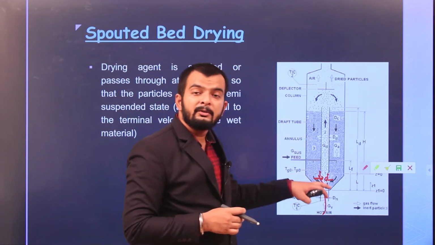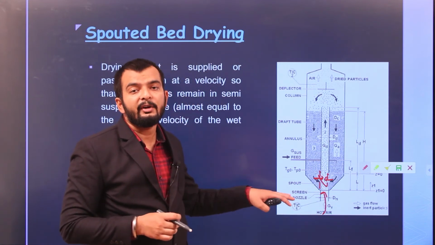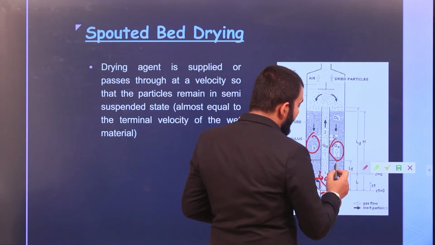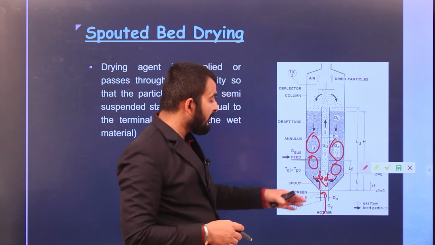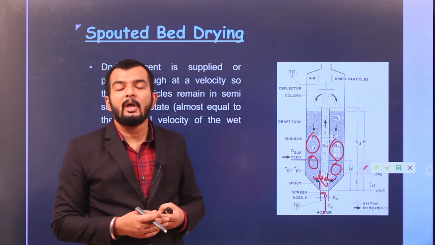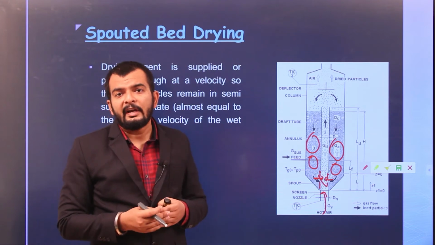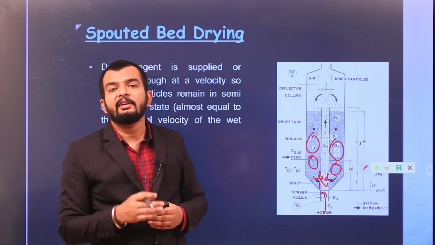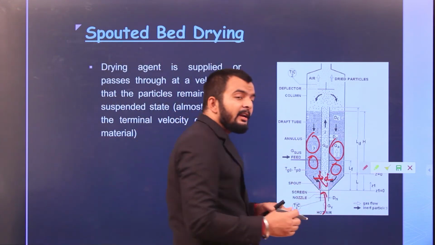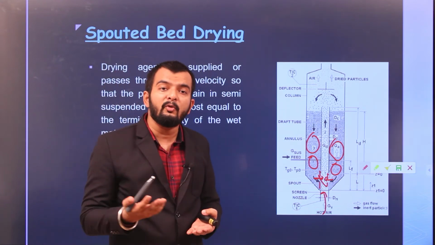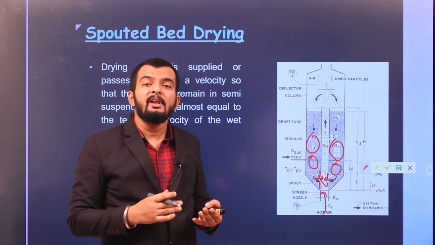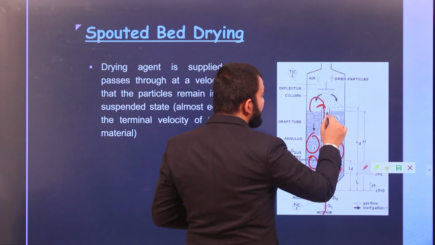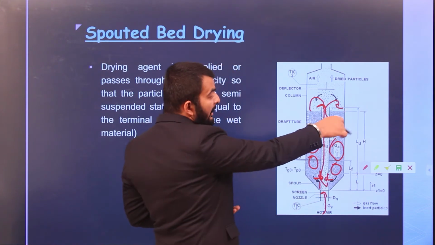Now since in case of spouted bed drying, the velocity of the hot air or the drying agent is equal to the terminal velocity of these wet grains. Okay, all these grains are wet grains. So what will happen? They will remain in a state of semi-suspension. When they are in a state of semi-suspension, the moisture content of these grains will decrease, right? And hence the weight of the grains will decrease. So after they are getting dried, or after the moisture has been removed to some level where they become light enough, they will further move up, and again through these convective currents they will settle down again into the side chambers.